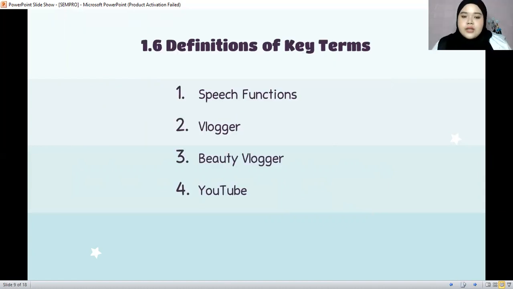Next, the definitions of key terms. First, speech functions refers to a way of someone delivering ideas in communication to make listeners understand the ideas well. And vlogger refers to a person who regularly posts a vlog to social media. Third, beauty vlogger is a YouTube user that creates a video about a personal review about makeup, fashion, and daily life activity, according to Sykes in 2014. Last but not least, YouTube is a video sharing service that allows users to watch videos posted by other users and upload videos of their own.